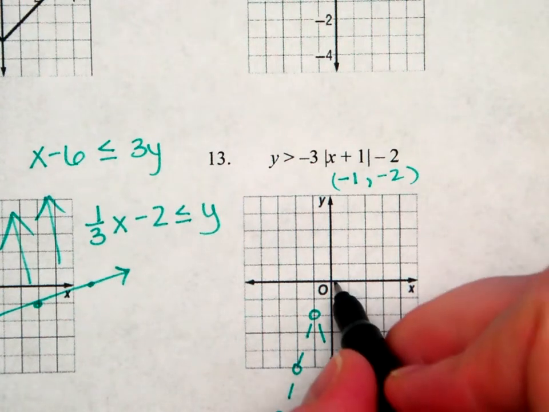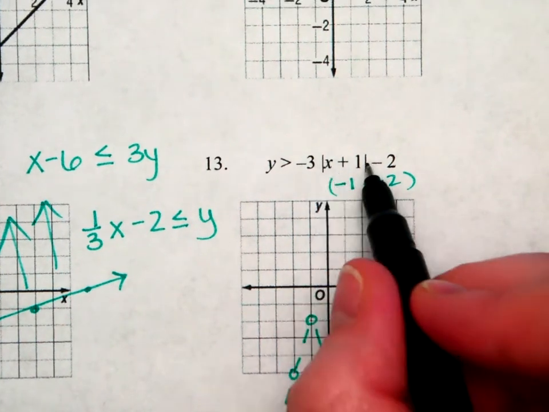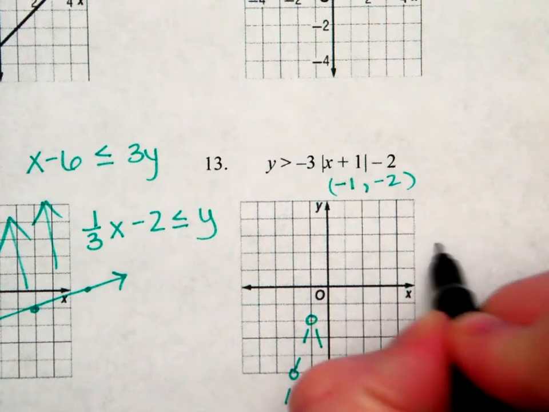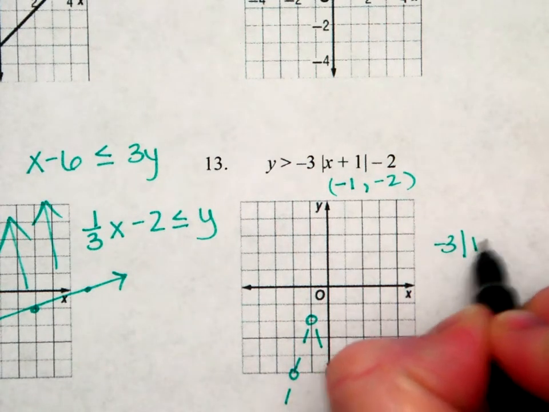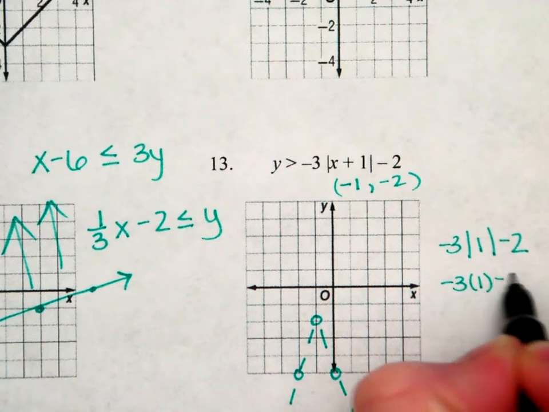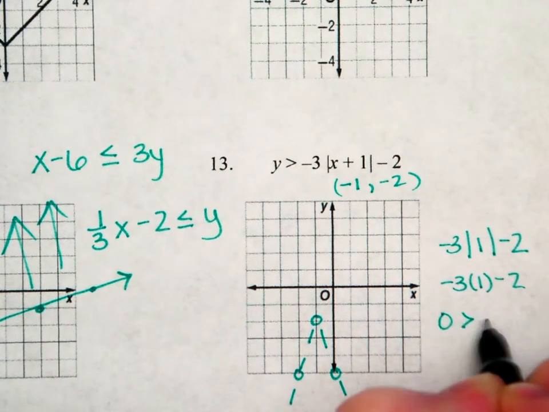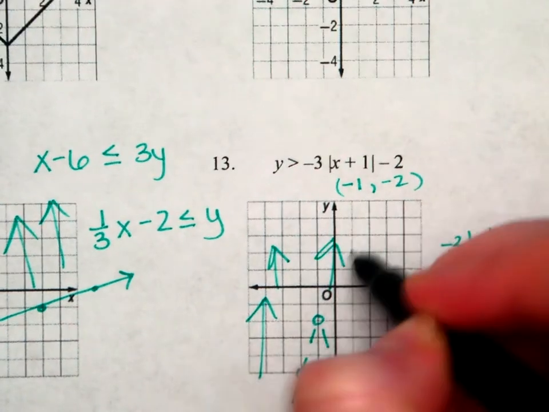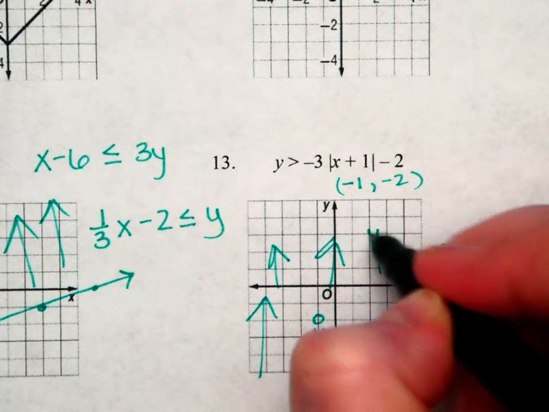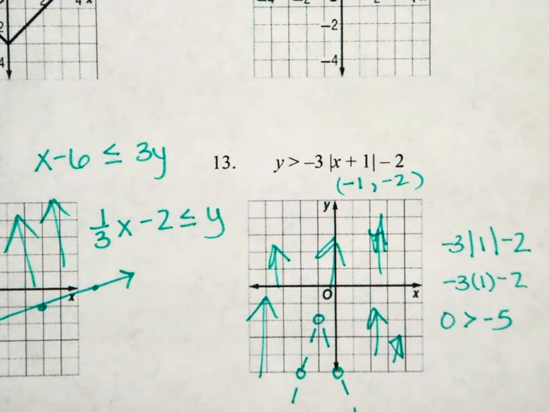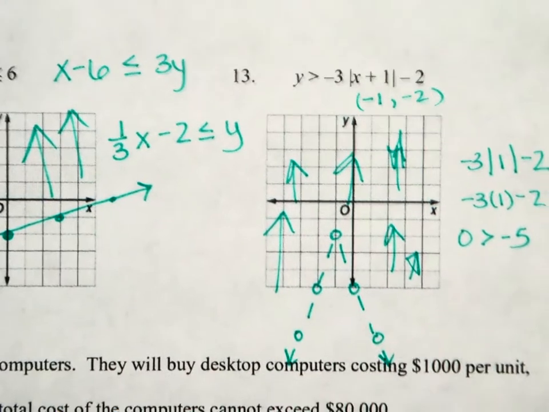Plug in 0, 0 as a test point. If I plug that in, I get negative 3 times the absolute value of 1, minus 2, which becomes negative 3 times 1 minus 2, which is negative 5. 0 is greater than negative 5. That's a true statement, so I'm going to shade up this way, shading everywhere but underneath my graph.